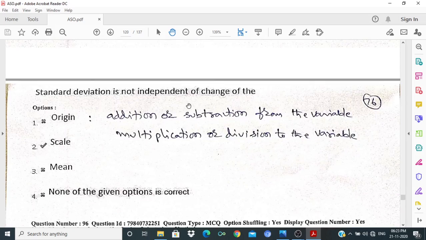Standard deviation is not independent of change of scale. It is independent of change of origin.